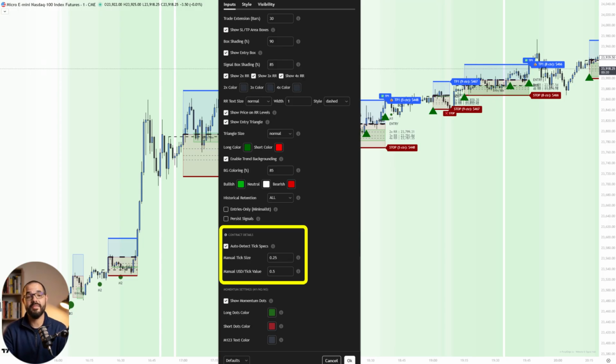Finally, contract specifications and momentum signals. Ensure your P&L is accurate to the cent by confirming your asset specs and tick values. You can also toggle the momentum dots to see real-time buying or selling pressure, using the same advanced logic from our trend surfer system to catch surges before they happen. Your institutional engine is now fully calibrated, professional, and ready for execution.